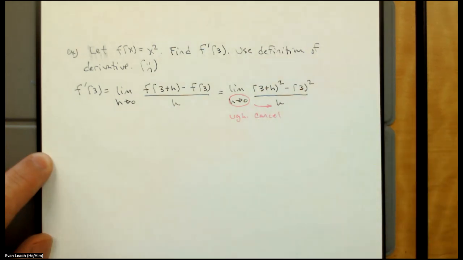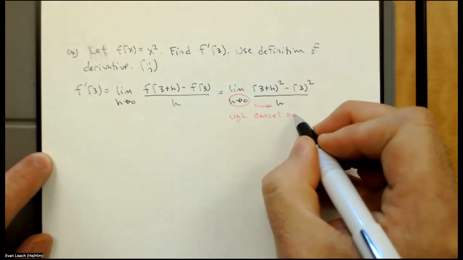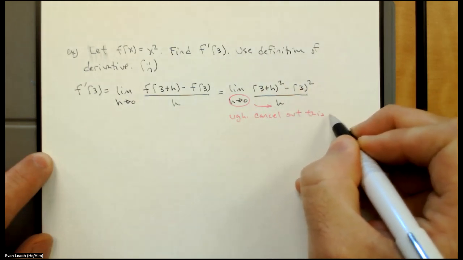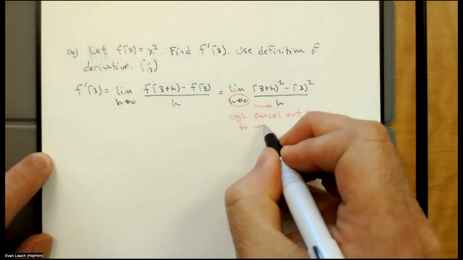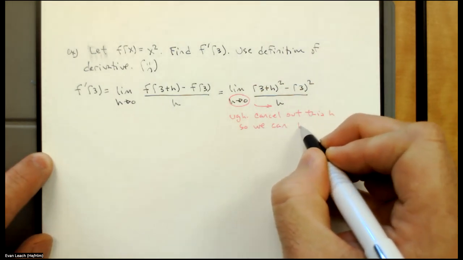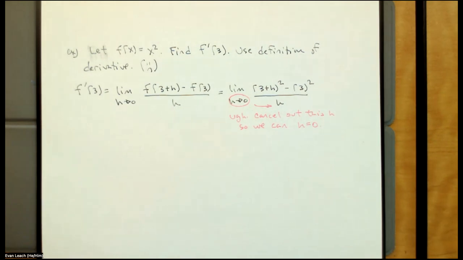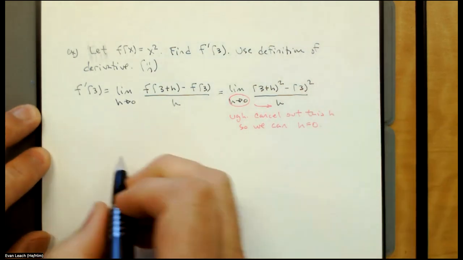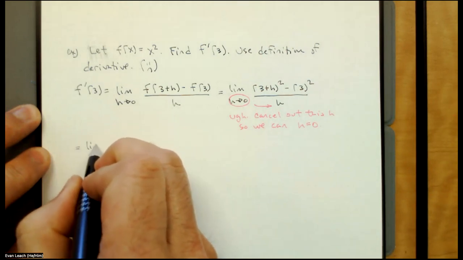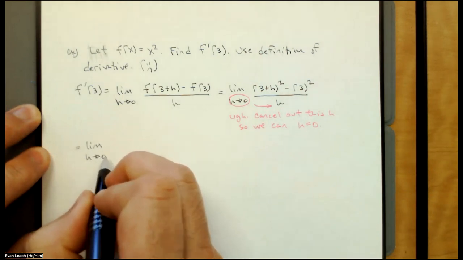H is causing the problem, so we're going to cancel out this h. Our goal is to cancel out that h so we can just let h be 0 and just calculate. That's our goal. So in this case, we're just going to do algebra. 3 plus h squared, and then minus 3 squared. So this is going to be the limit as h goes to 0.